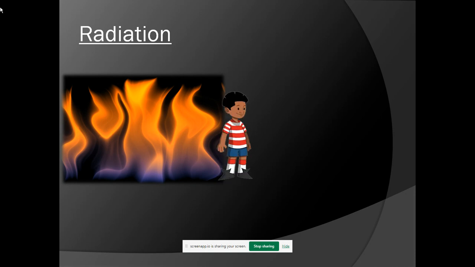Heat leaves an object in the form of waves. Not everything gives off the same amount of heat. The sun is the biggest source of radiation because it gives a lot of heat. The closer you are to the source of the heat, the hotter it will seem.